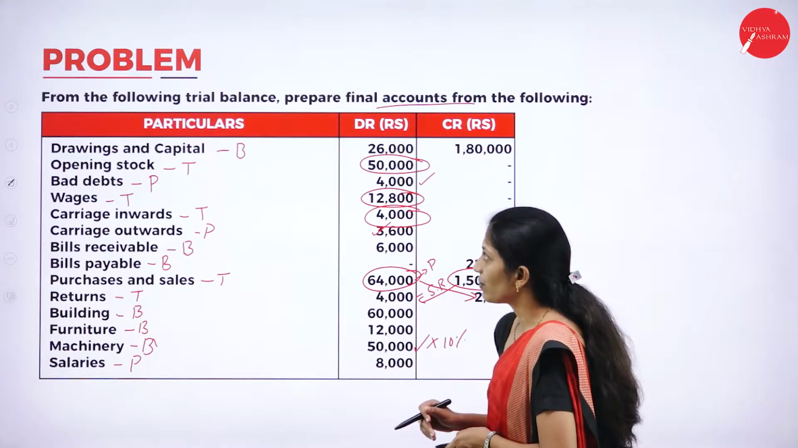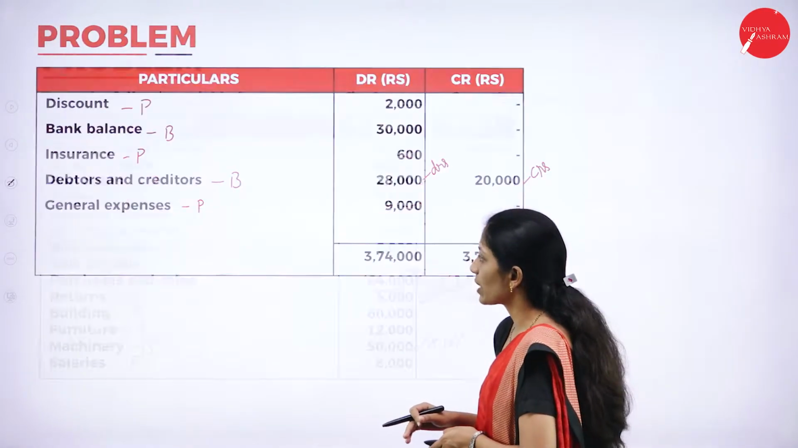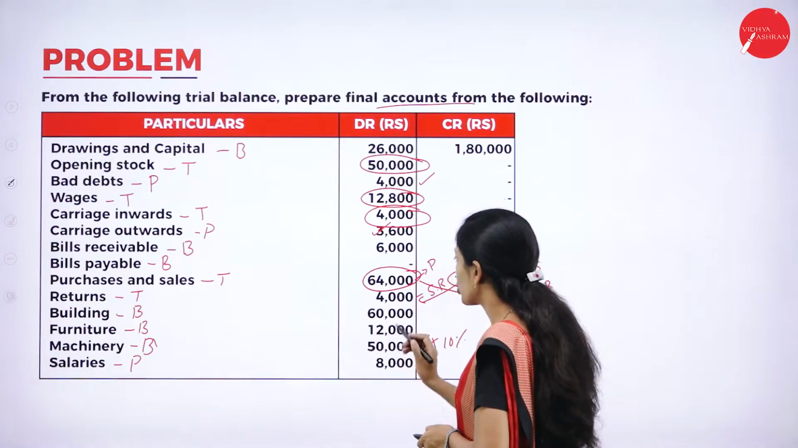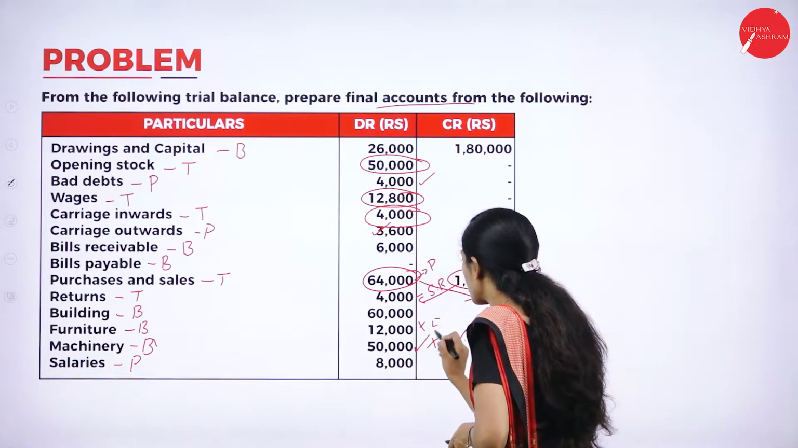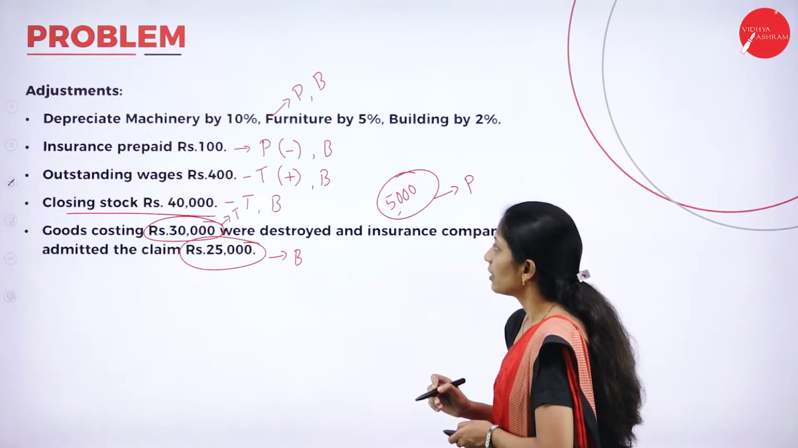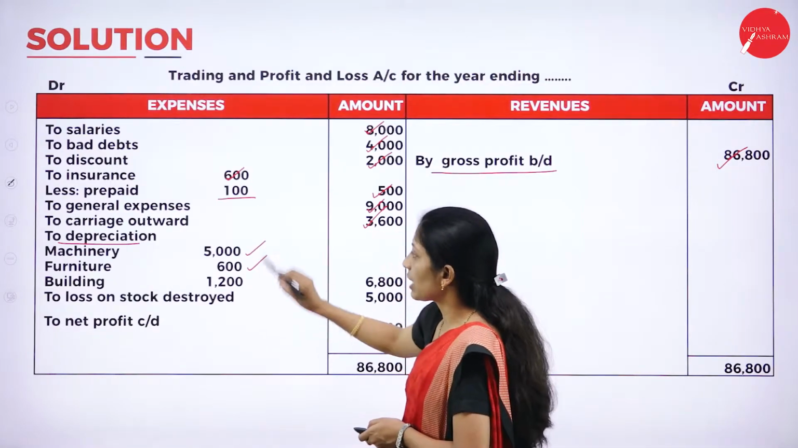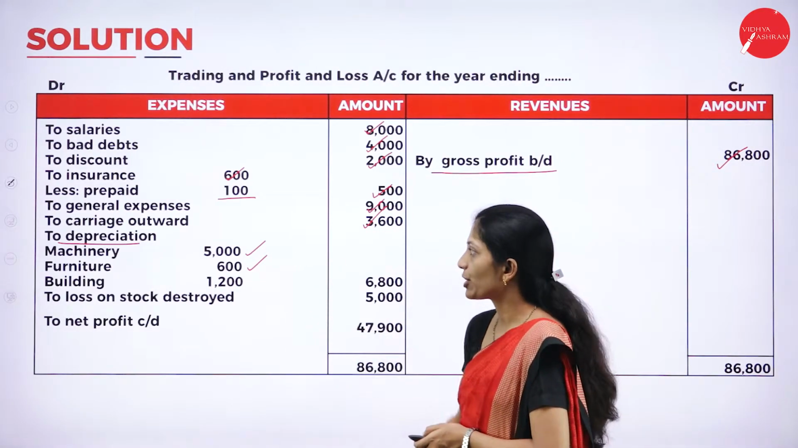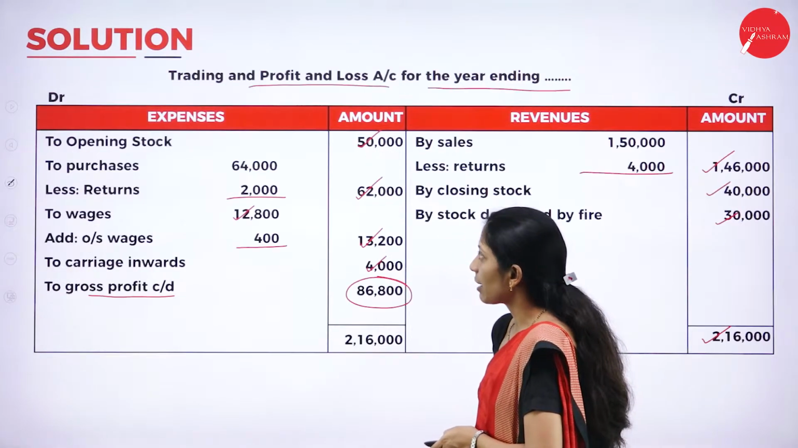Next, in the same way, after machinery, furniture by 5%. What is the value of furniture? 12,000 into 5%. How much will we get? That is 600. So 50,000 into 10%, that is machinery, we get 5,000. Furniture 600. Next, coming to the building.